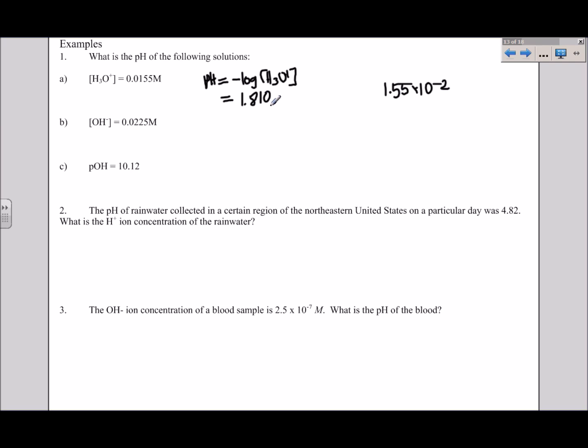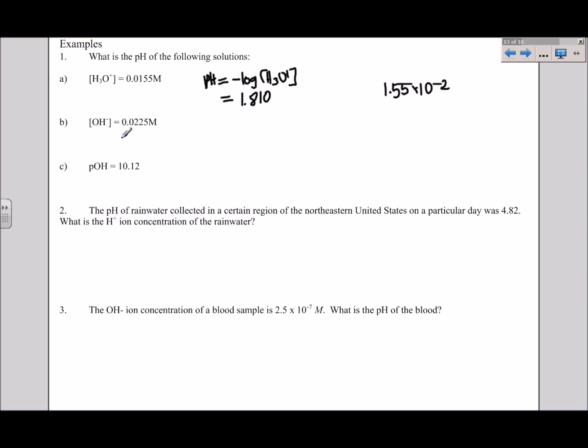So if we want 3 significant digits, then we need 3 decimal points. For the most part, because most pH meters read to 2 decimal places, you'll find that a lot of times people will simply report their answers to 2 decimal places and not worry too much about the significant digits.